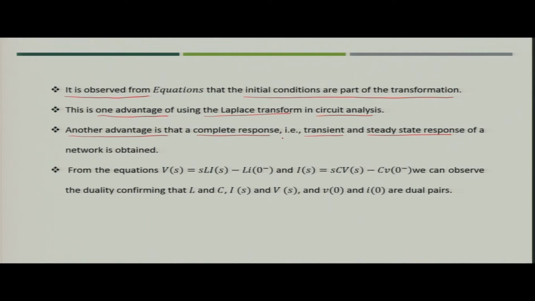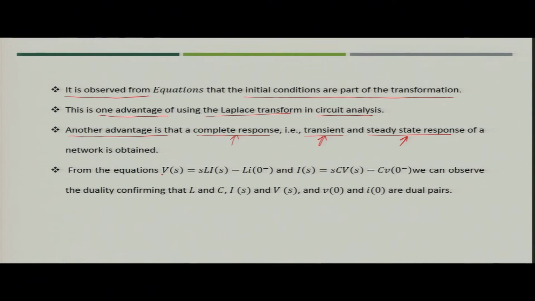If you remember, when we were discussing the step response of first order and second order circuits, we split the solution into natural response and forced response, found both responses separately, and finally summed them up to get the final response. But in this case we need not worry about analyzing two solutions separately and then summing up, because circuit analysis using Laplace transform will directly give you the complete response of the circuit.